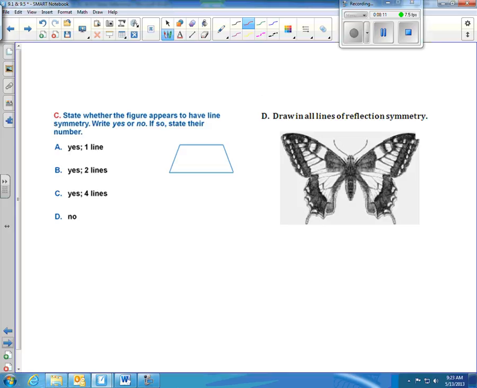All right, state whether the figure appears to have a line of symmetry. Yes or no, and state their number. Well, I'm going to tell you there's for sure a line of symmetry there. Determine if there's more. And D, draw all lines of reflection symmetry. So this one is a real life picture with a butterfly. Go ahead and find that out, and we'll talk about it when you guys are done.